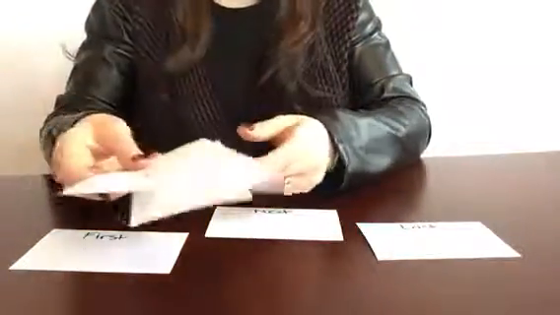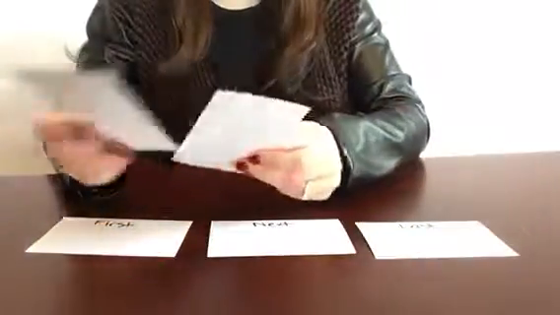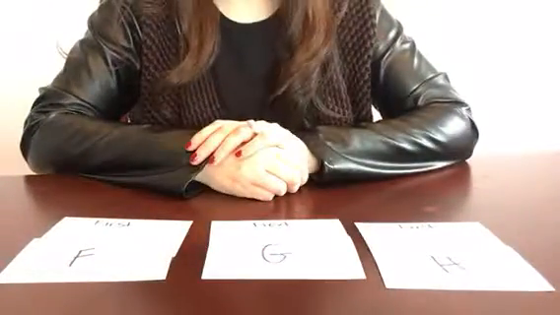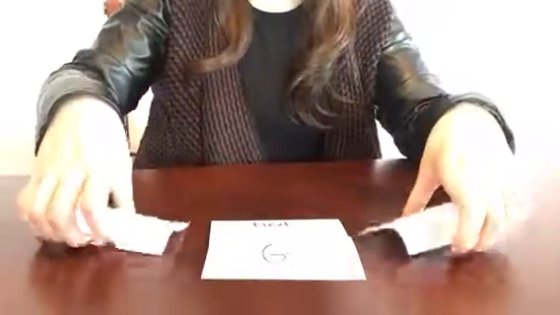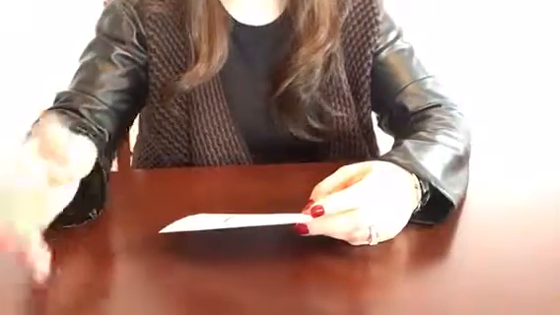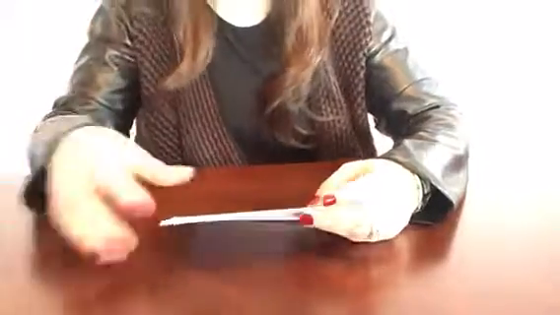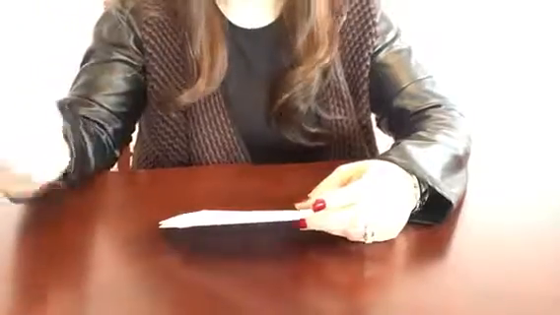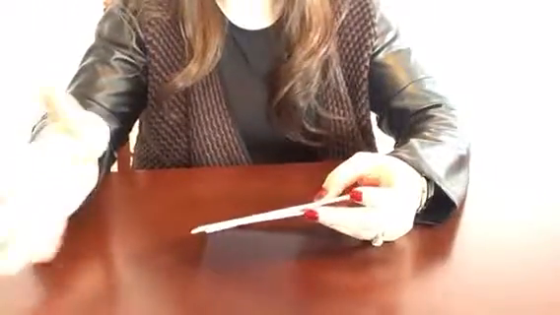Then we might have them sequence letters. So we'd give them these letters and say put it in order, and then they put it into the right places. So F, G, and H. Great. Once they can do that, and it doesn't have to be in the same order, you can give them B, Q, and W and see if they can put them in order. The idea is to see if they can seriate and sequence items and understand that there is an order.